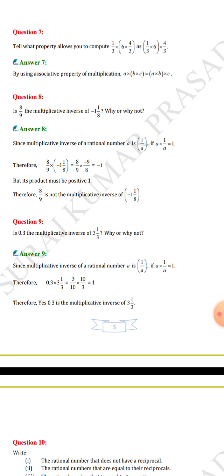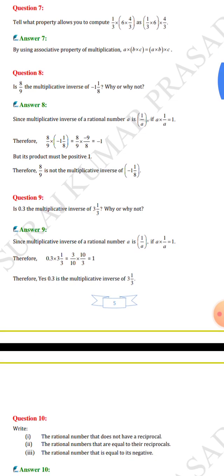Question number 9. Is 0.3 the multiplicative inverse of 3, 1 by 3? Why or why not? Since the multiplicative inverse of a rational number A is 1 by A, if A into 1 by A is equal to 1. According to the question, we have to prove that 0.3 is the multiplicative inverse of 3, 1 by 3. Therefore, 0.3 into 3, 1 by 3.